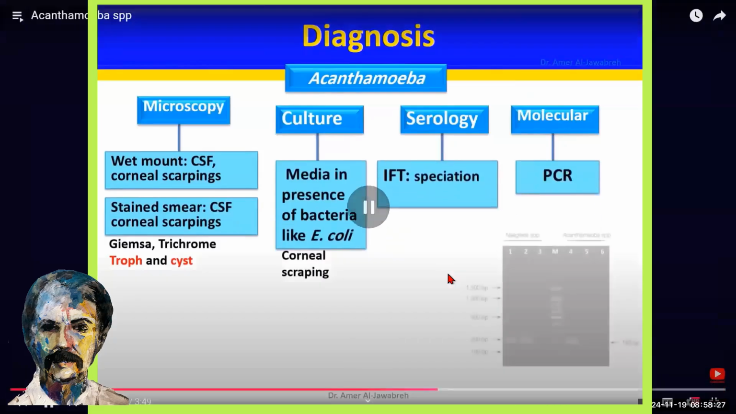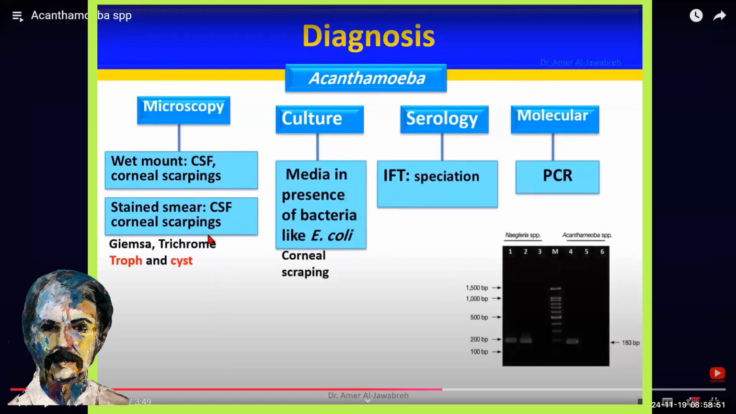Diagnosis. So we talk about CSF here and corneal scrapings from the eye, because sometimes it gets access to our eyes and causes keratitis, or to the CSF because it goes to our brain and causes GAE. Stained smears of CSF and corneal scraping, so you can do a wet mount or you can do stained smears. Giemsa, easy and very quick, or trichrome, lengthy and demanding.